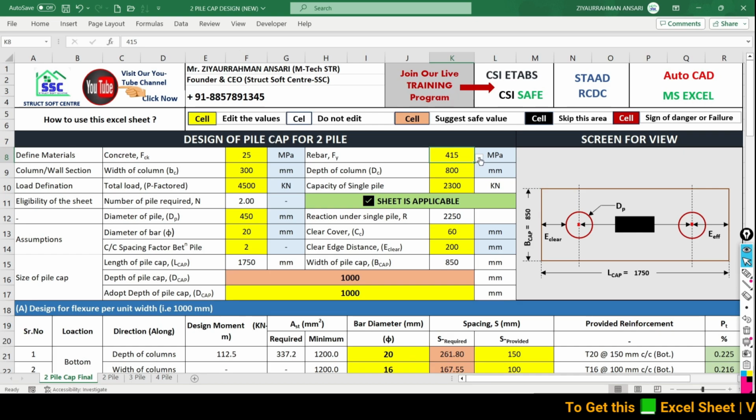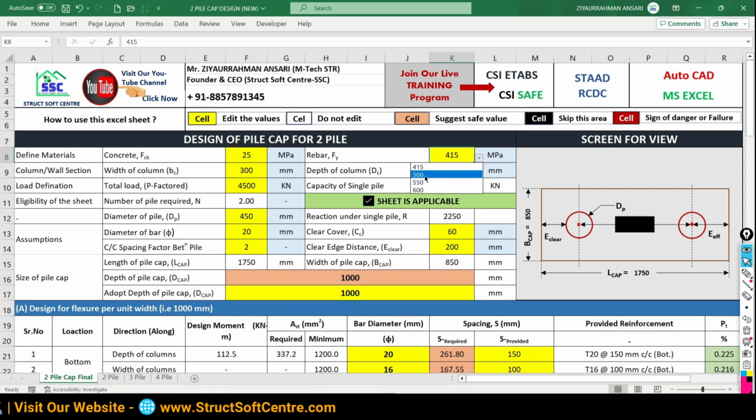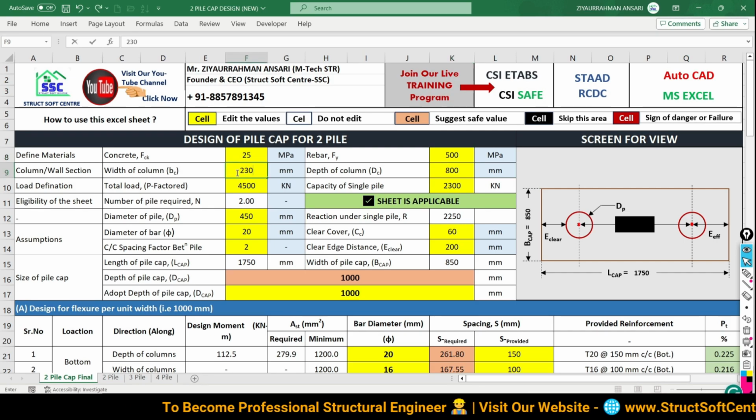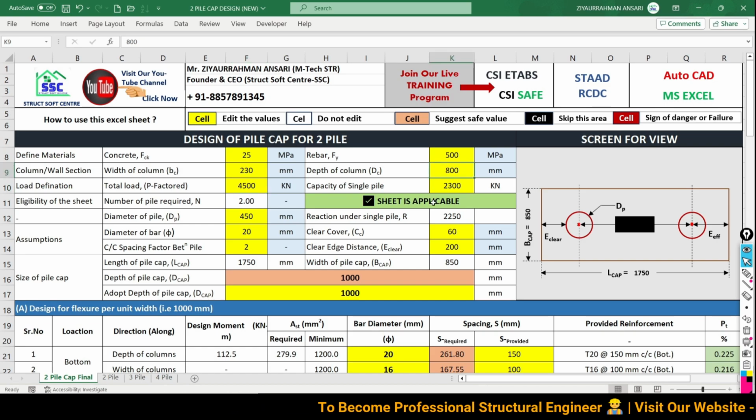So you have to click on the side of this cell and you will find the drop down list. From this drop down list you can choose your required grade of steel. So I am going to choose Fe500. Thereafter, what is the size of the column? The size of the column has been given as 230 by, this is the width, and this is the depth of the column, that I am going to put as 600.